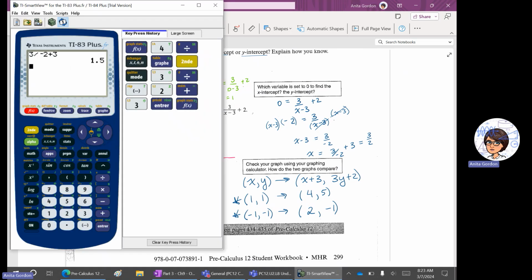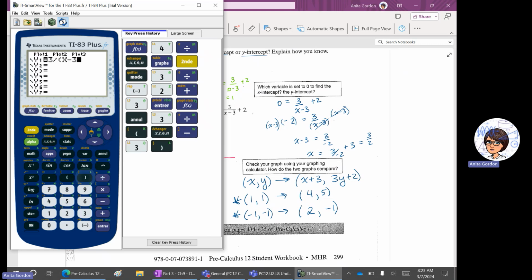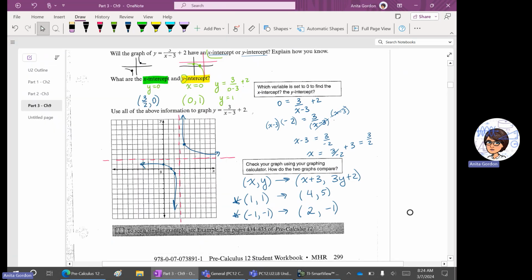And it's saying, check your graphing calculator, make sure you did this correctly. All right, let's give it a go here. I'm going to clear this. This was 3 divided by x minus 3, close the bracket, plus 2. Let's see if this matches our picture here. And there we go. Looks just like what we sketched. Perfect.